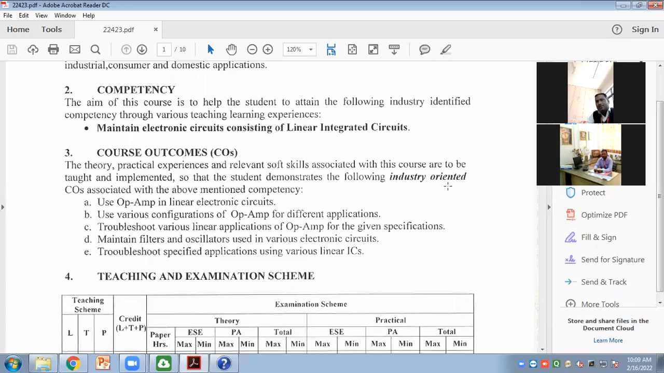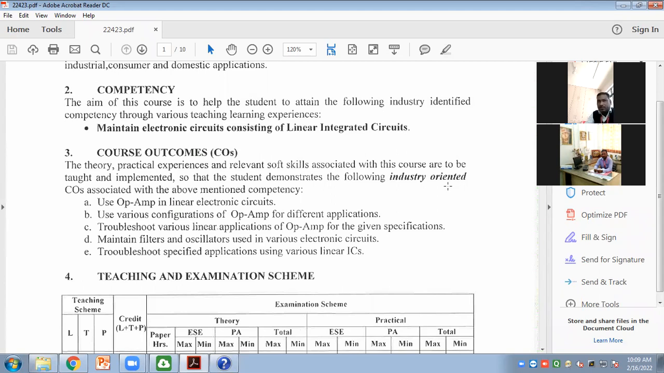Basically, that IC741 is used as an amplifier. So what is the use of that op-amp in different electronic circuits or linear electronic circuits? That covers the first course outcome, and that will conclude the first chapter.